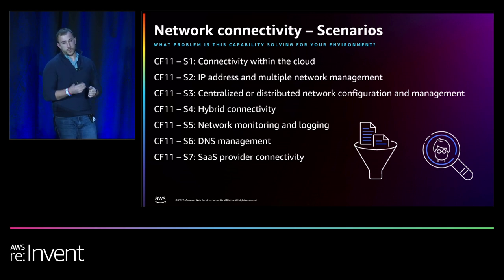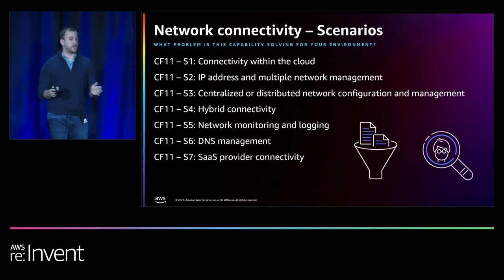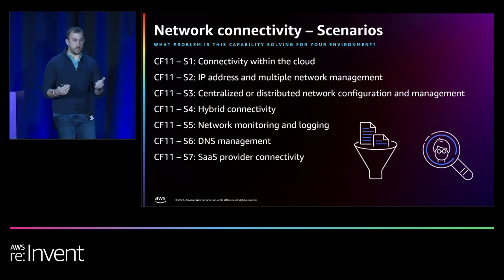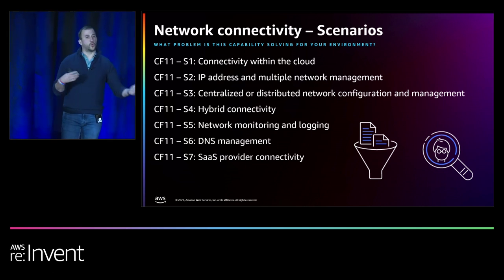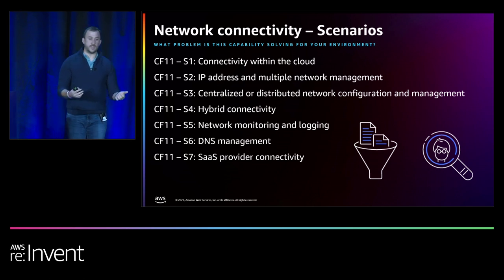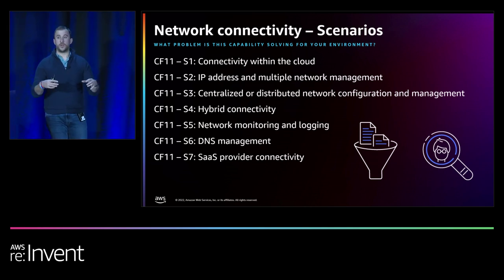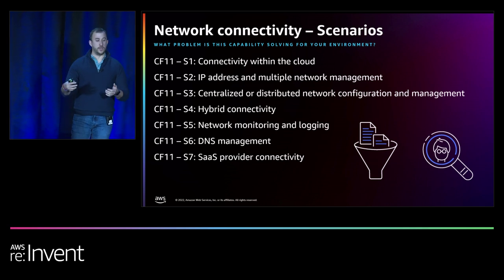Here we have the scenarios within the capability that are high-level topics. And as you can see, there's no service names. It's basically you need to establish connectivity within the cloud, how your workloads are going to talk to each other, how you manage your IP addresses. Do you have an on-prem environment? Do you need to connect? Or do you have other environments that are outside the current one? How do you build that hybrid connectivity?